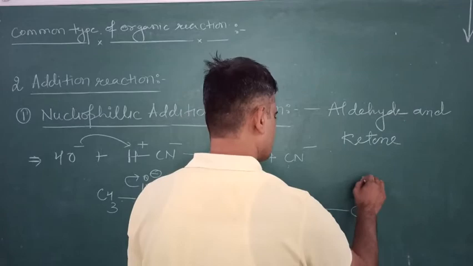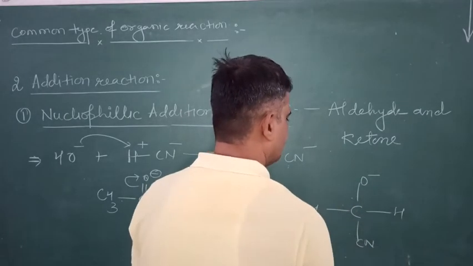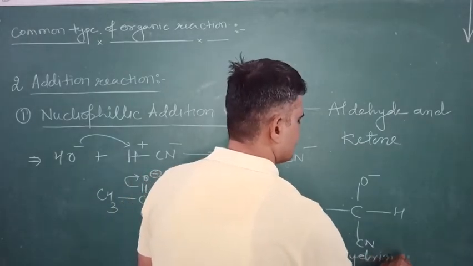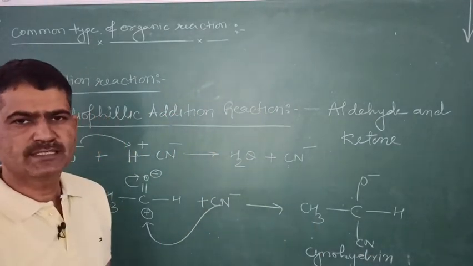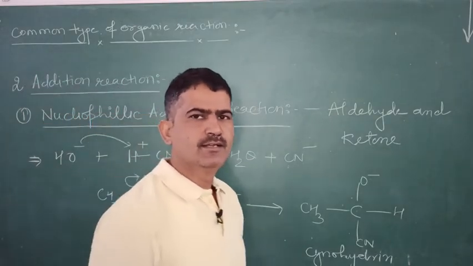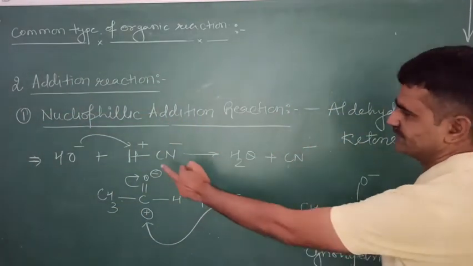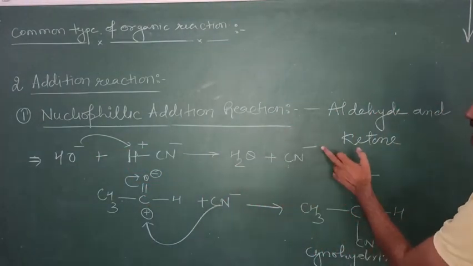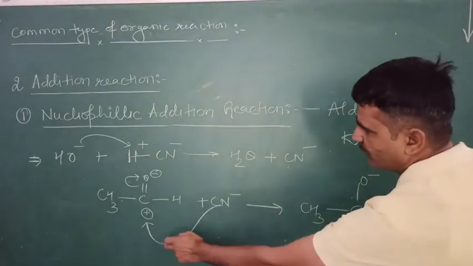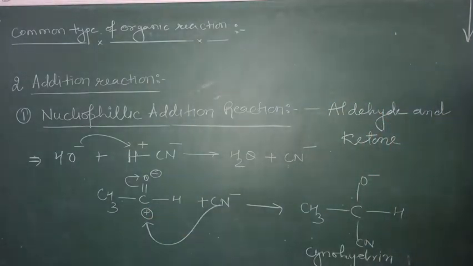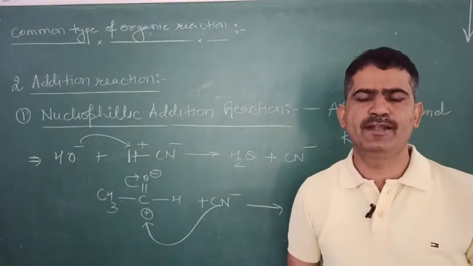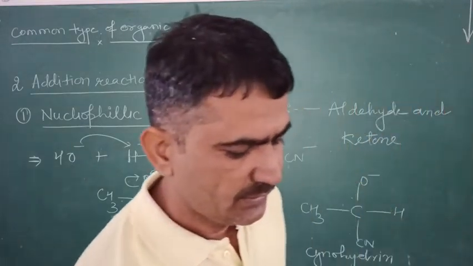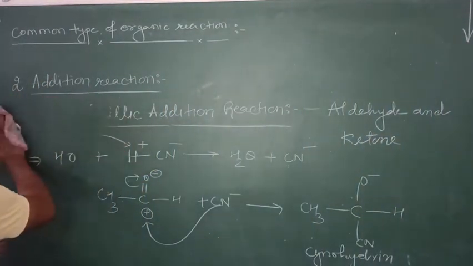cyanohydrins. That is known as cyanohydrin. Cyanohydrins are formed. These reactions are carried out in both aldehyde and ketone, because this is the HCN, this is the hydroxyl group, this forms water and cyanide ion. This acts as a nucleophile, and this will attack this positively charged carbon, and it forms cyanohydrin. This is the nucleophilic addition reaction. After this, we will study the electrophilic addition reaction.